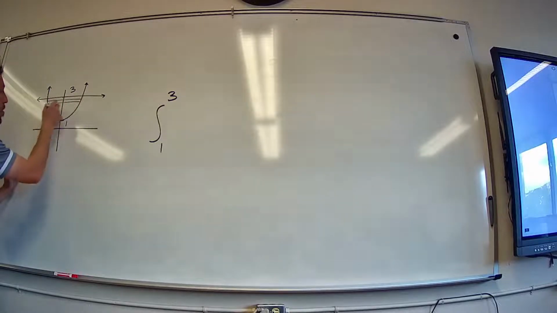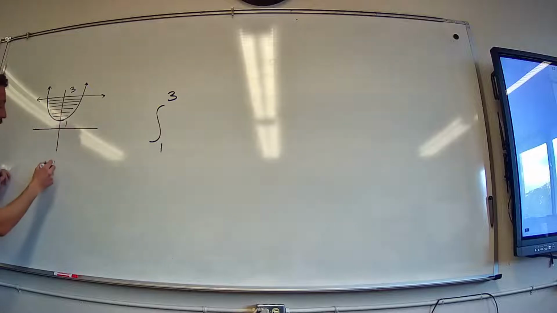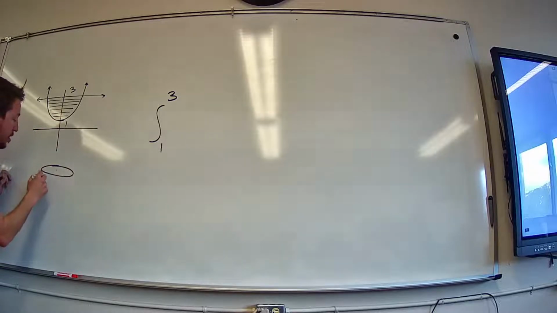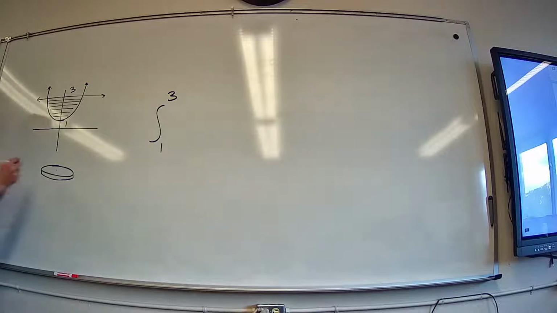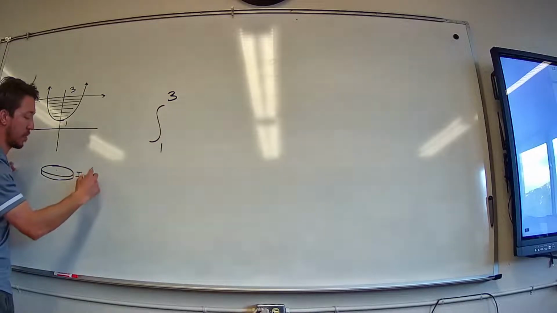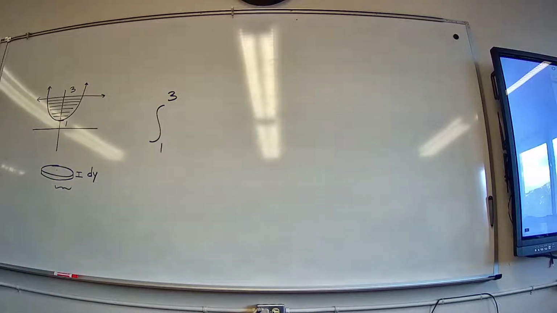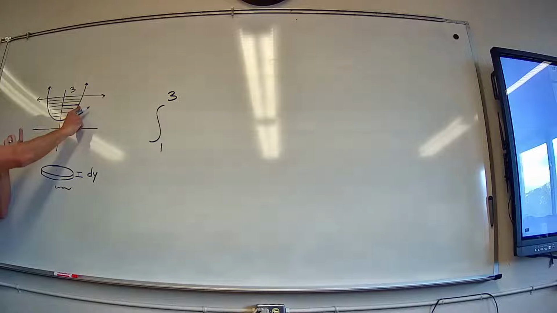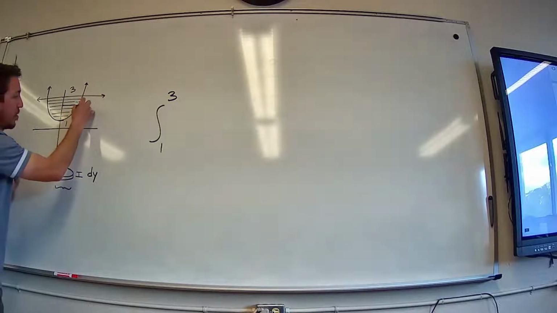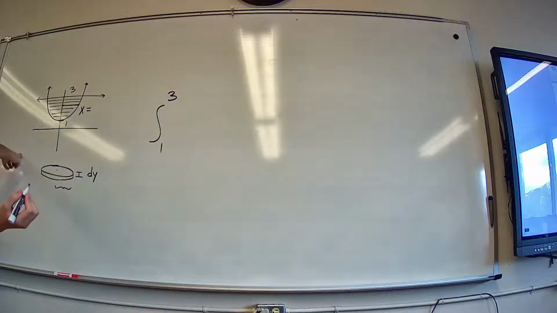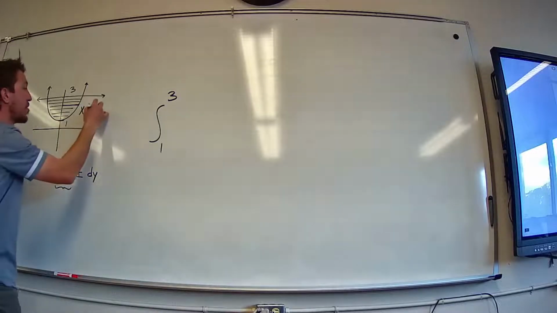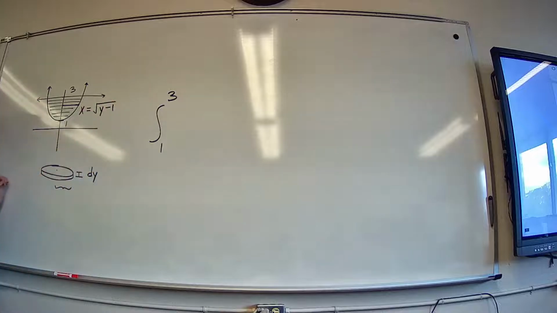Let's look at the slices. Each of these slices is a disk, right? Thickness of the disk being dy. Radius of the disk being not so obvious, right? The radius of the disk is the distance from here to here, which if you think about it, is really just the x value of that point. What's the x value of that point? The square root of y minus 1.